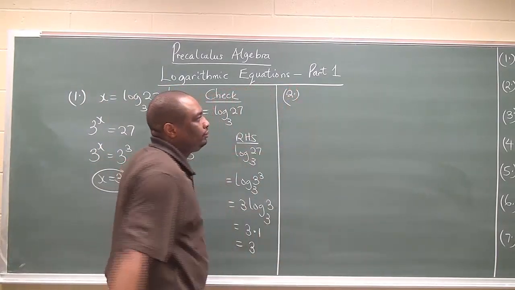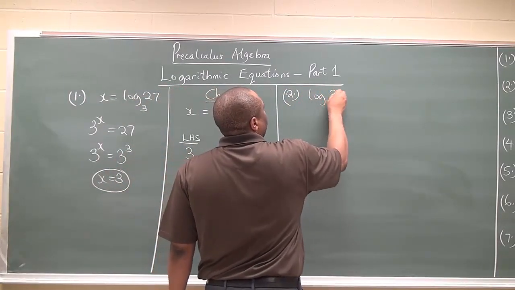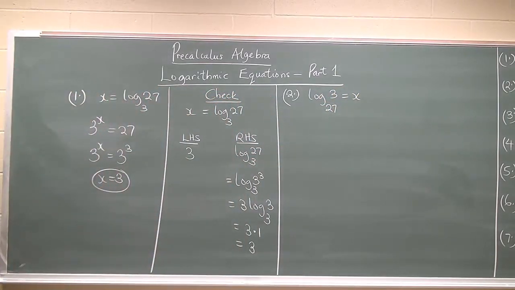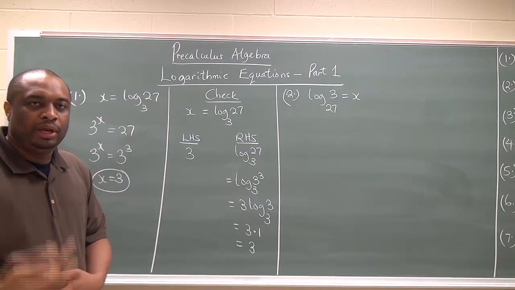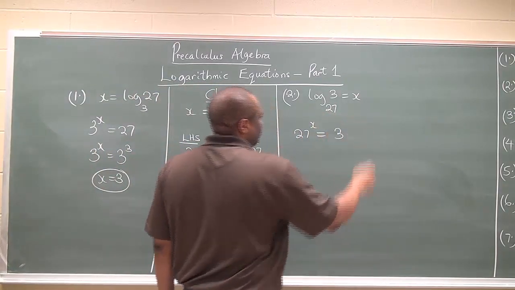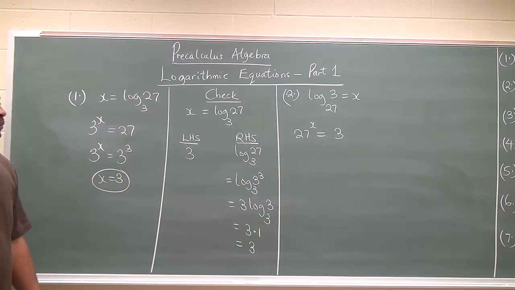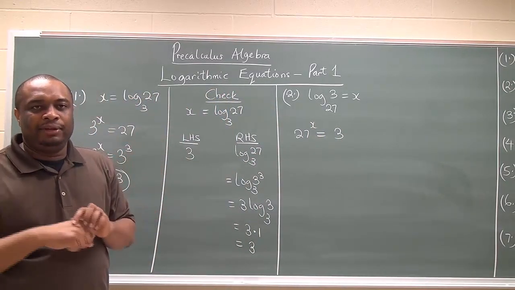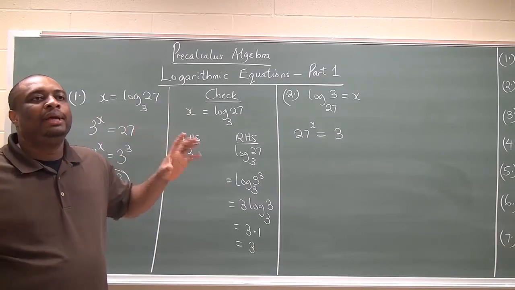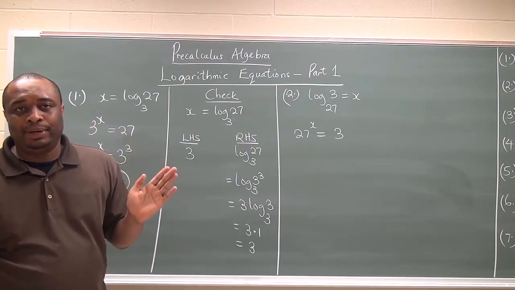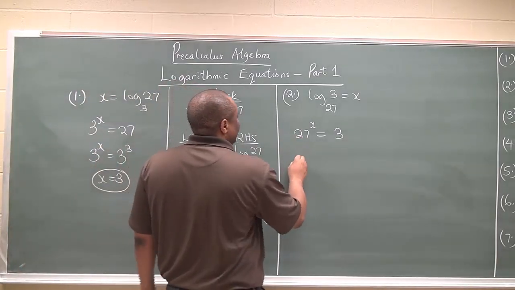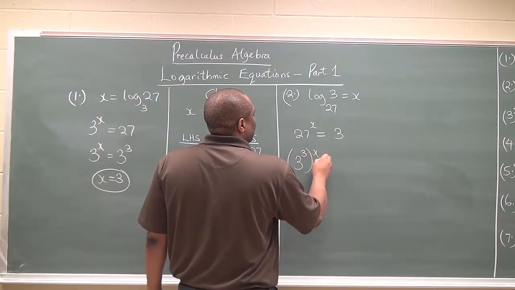Question 2, we see that log 3 base 27 is equal to x. So how are we going to solve this with the relationship between logarithms and exponents? We see that 27 exponent x is equal to 3. And of course, hopefully you have viewed the video on exponential equations. It is important you view all the videos on exponents, including that of exponential equations. So if you apply that, 27 is 3 cubed, so 3 cubed to the power x is equal to 3 raised to the power 1.